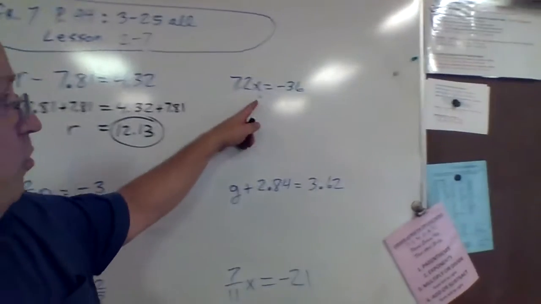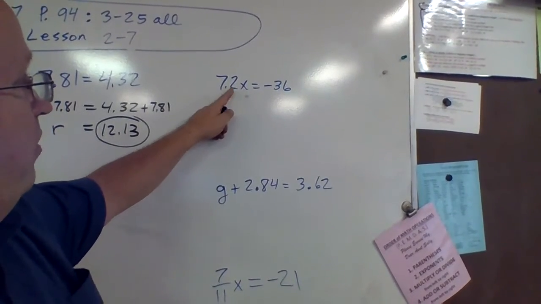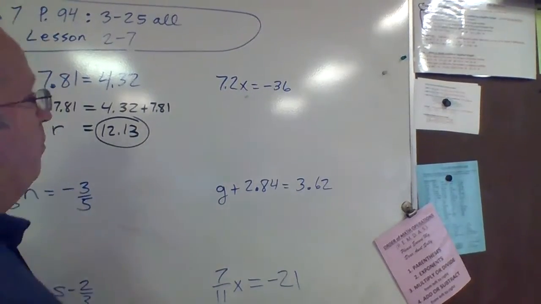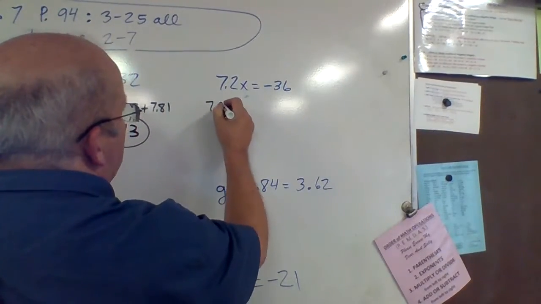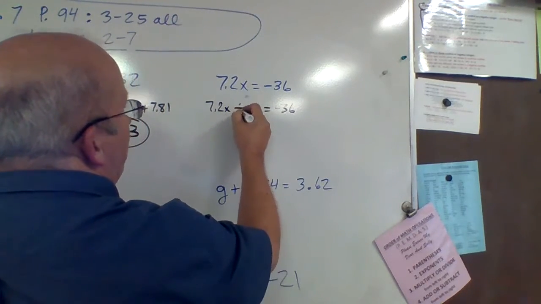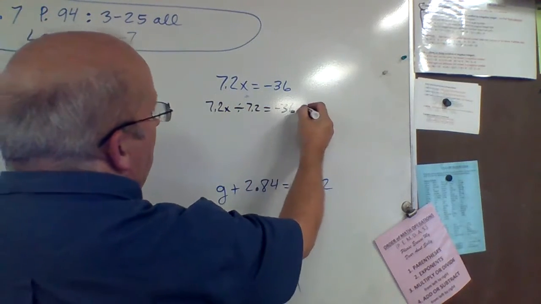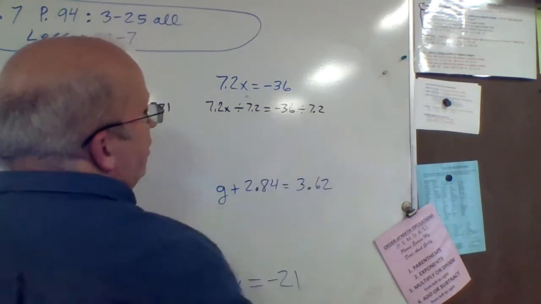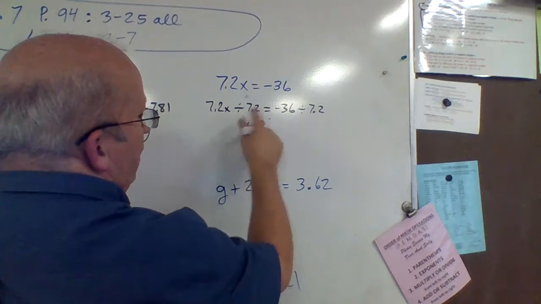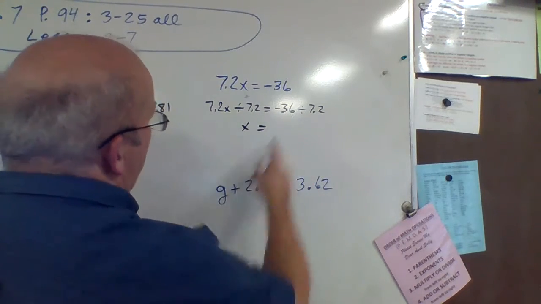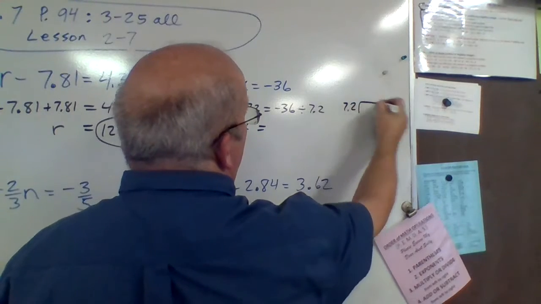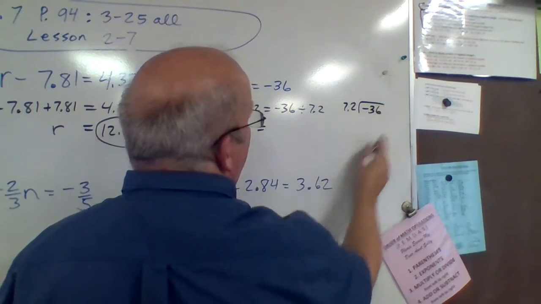Okay, let's look over here. X is attached to the 7.2 by multiplication. What's the opposite of multiplying by 7.2? Well, how about dividing by 7.2? And remember, we have to do it to both sides of the equation, right? We're doing it to both sides. We get x over here, I don't know what that equals, so I'm going to have to do the long division. 7.2 into negative 36.